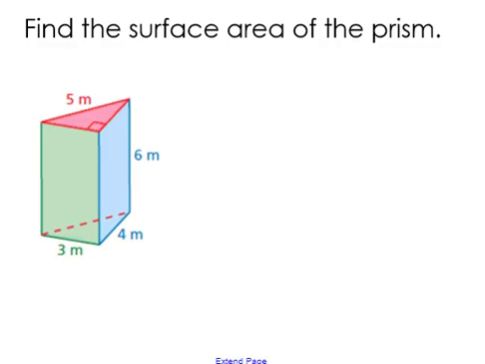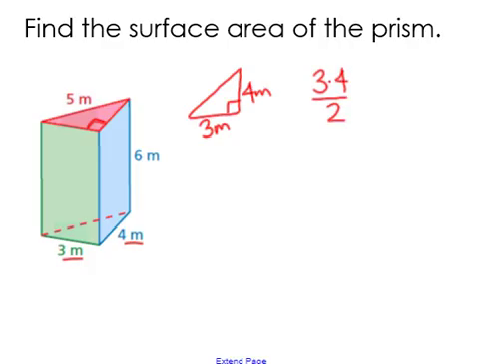So let's start with the 2 bases. Those are going to be the 2 triangles that make up the top and the bottom. The dimensions where the right angle is are 3 and 4. So I'm going to label 3 meters and 4 meters. So area for a triangle, we'll do base times height divided by 2. But remember, there's actually a top and a bottom. So there's 2 of those, so I'm going to multiply that amount by 2. When I do that, I'm going to get a total of 12 meters squared. I'm going to leave units off for now. I'll put them on at the end.